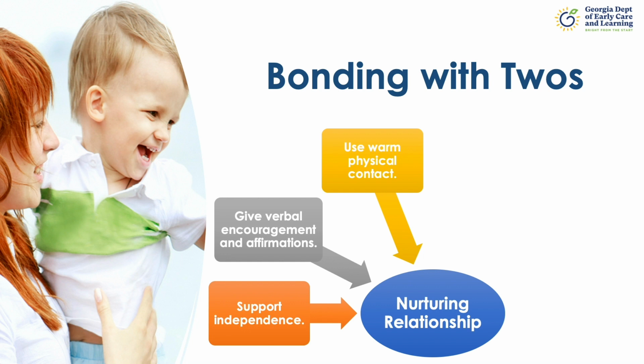Warm hugs, high fives, and snuggling are universal nonverbal communications of affection. When 2-year-olds feel cared about, they deepen their own affections and emotions for the person caring for them.